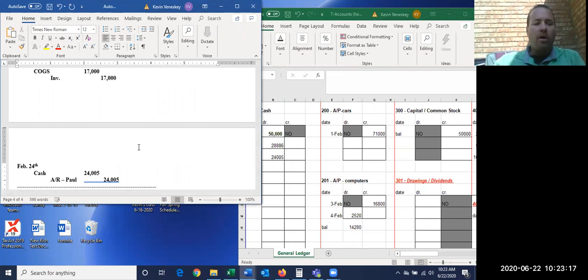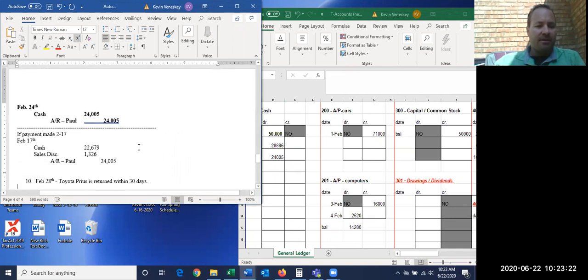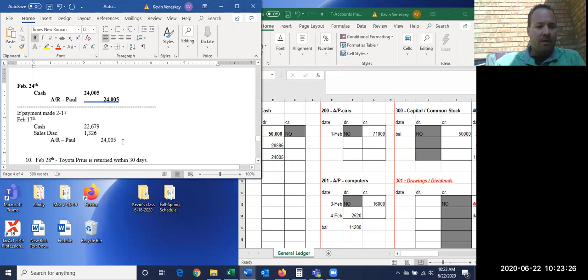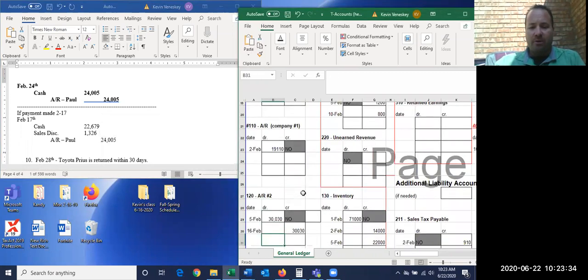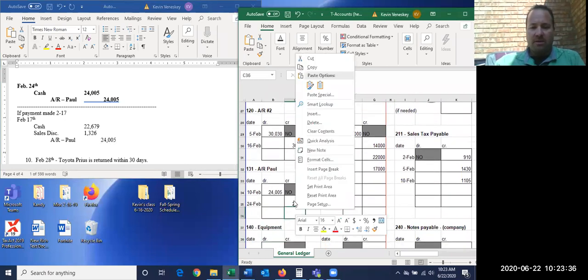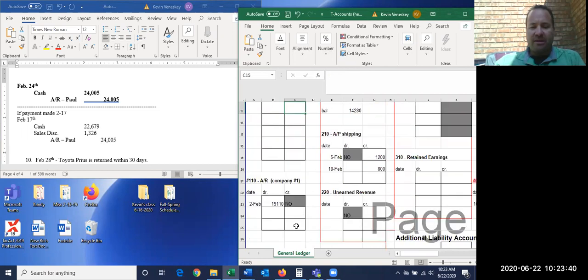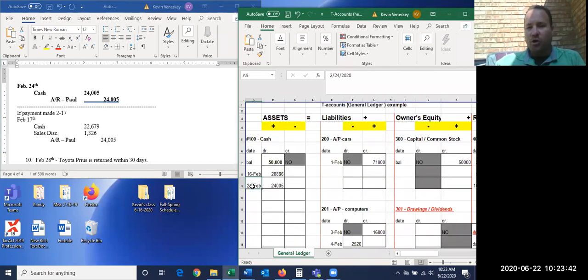But then I said, well, what if they did pay me on the 17th? What would the entry have looked like? The entry would have simply shown that they still get off of their bill the full $24,005 because they don't owe me anything. I want their AR to be 0. Now let's pretend that the 17th is the actual.